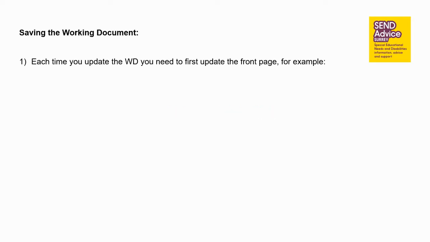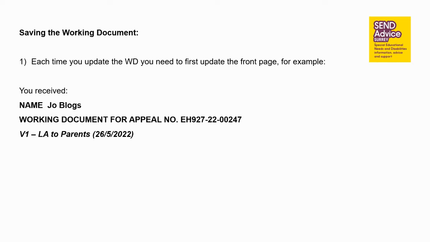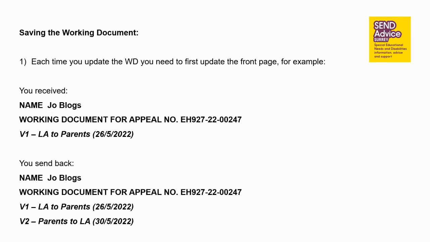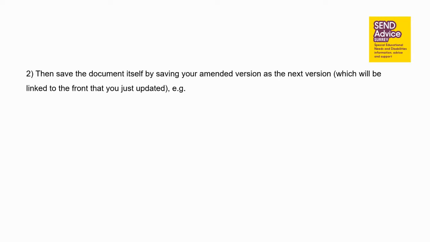Saving the working document. Each time you update the working document, you need to first update the front page. So for example, this is what you received: name, working document for your appeal number, and then version 1, and the LA sent it to yourselves on this date. So when you send it back, you need to type in at the bottom V2, version 2, parents to LA, and then the date you sent it back to the local authority.